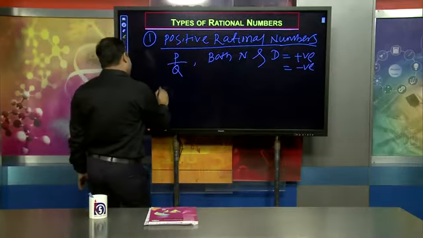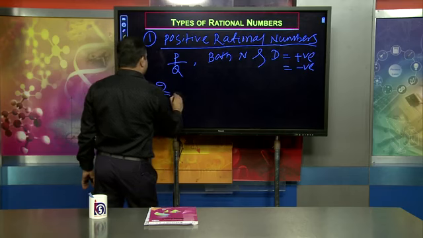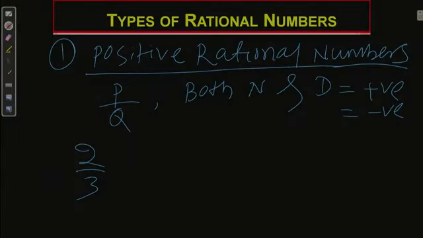For example, 2 by 3 is itself a positive rational number, because both numerator and denominator are positive, plus 2 and plus 3. I can also write minus 2 divided by minus 3. The minuses cancel, and again you get 2 by 3. So we get a positive rational number when both the numerator and the denominator are either positive or negative.